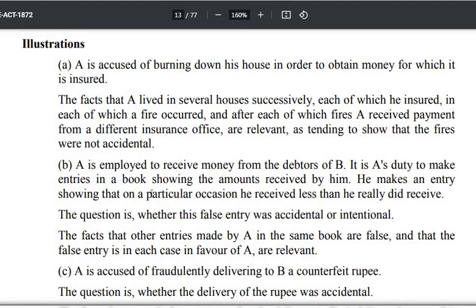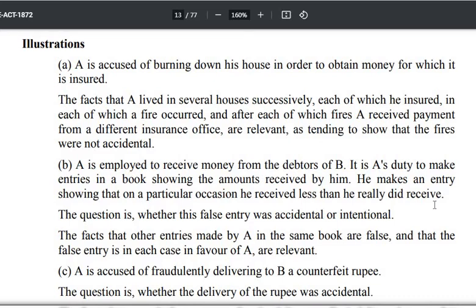Now he makes an entry showing that on a particular occasion he received less than he really did receive. मान लो कहीं 5 लाख रुपए उसने रिसीव किया और लिख दिया 5,000. रिसीव किया उसने 5 लाख पर लिखा है 5,000. मीन्स वॉट? मिस अप्रोप्रिएशन किया उसने. 4,95,000 रुपए का उसने मिस अप्रोप्रिएशन किया. अब सपोज he says नहीं नहीं ये एक्सीडेंटली हो गया. It was held accidentally. Now when you examine that register you find that on several occasions he did the same act.